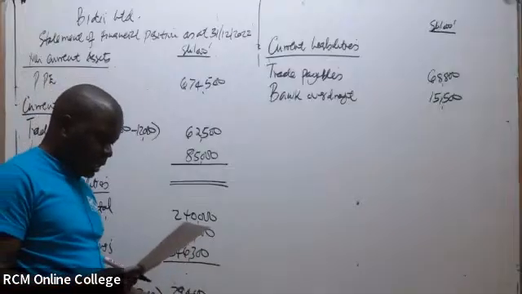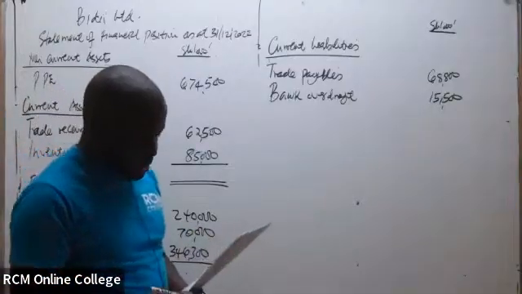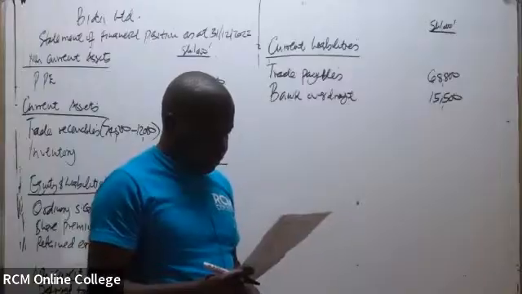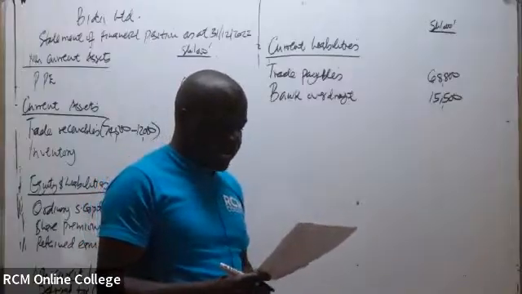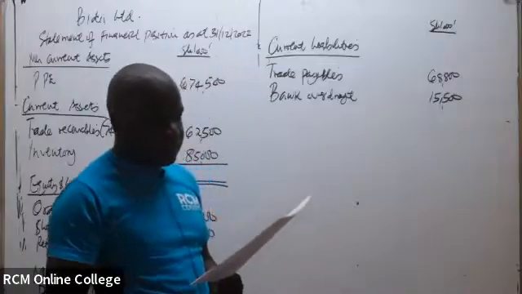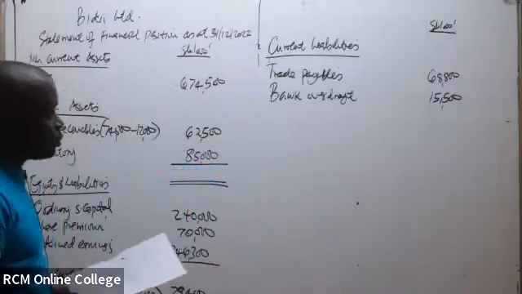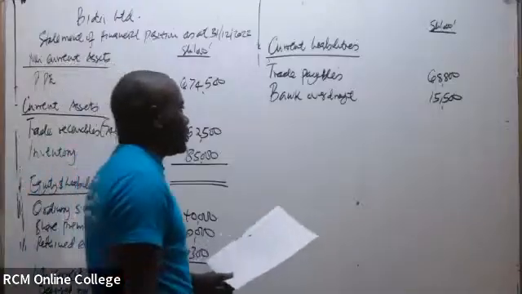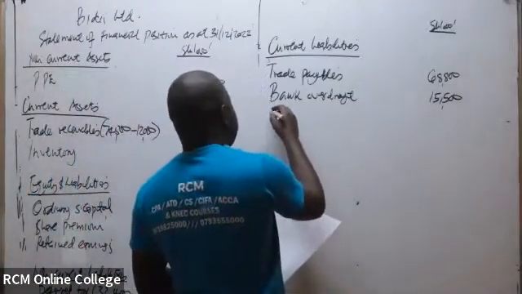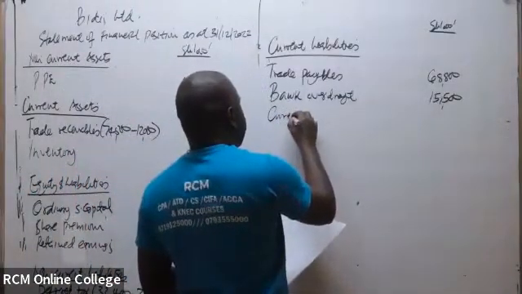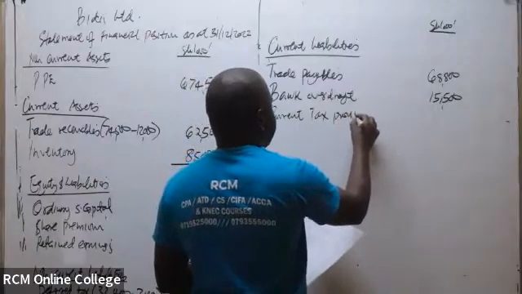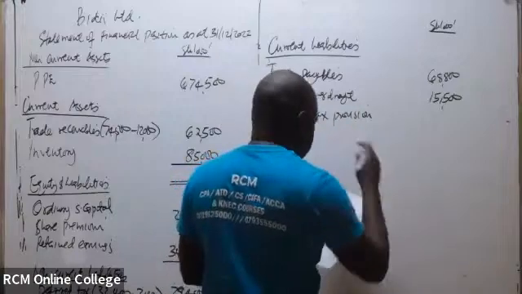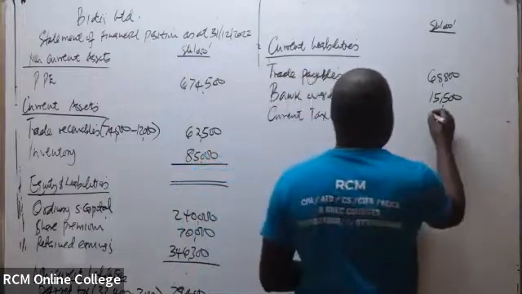Then if you look at note number 4, a provision for current tax for the year ended 31st of December was 52 million. It was a provision, they didn't settle it. So in this case, you have current tax provision. They'll pay it later on in the coming year, an amount of 52 million.